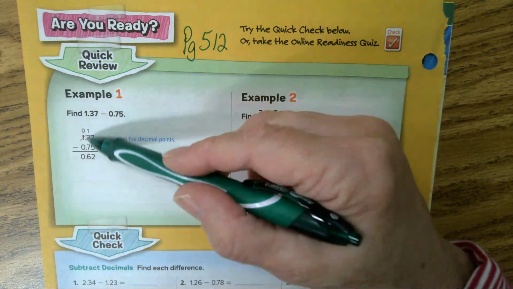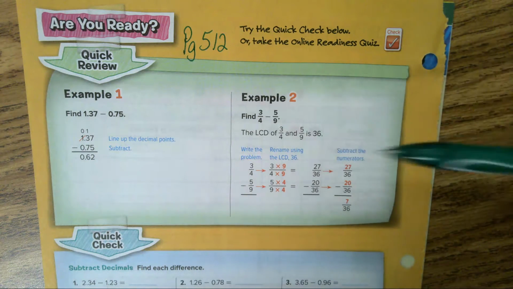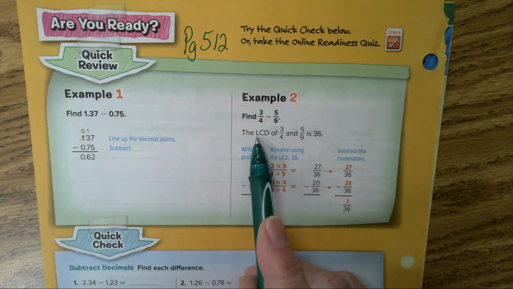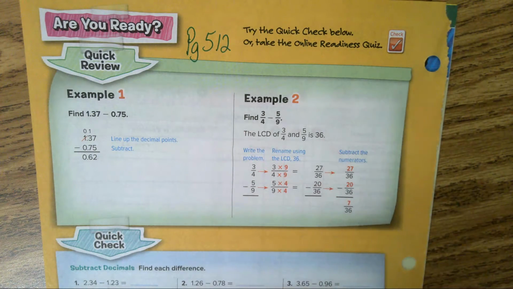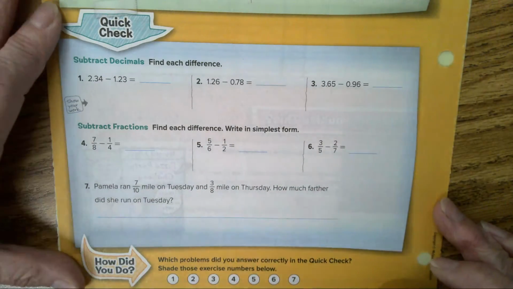You line the decimal point up. When you add and subtract fractions, you have to find your common denominator. This one refers to your least common denominator. Between a 4 and a 9 is 36. It shows how to do that in case you forgot. So now let's go over the answers to our bell work.